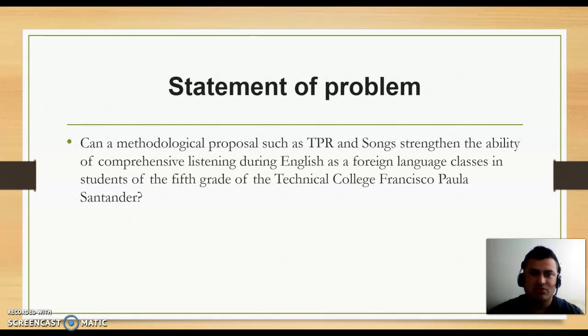What is the statement of the problem? Can a methodological proposal such as TPR and songs strengthen the ability of listening comprehension during English as a foreign language classes for students of the 5th grade of the Technical College Francisco de Paula Santander here in Vitama, Boyacá?